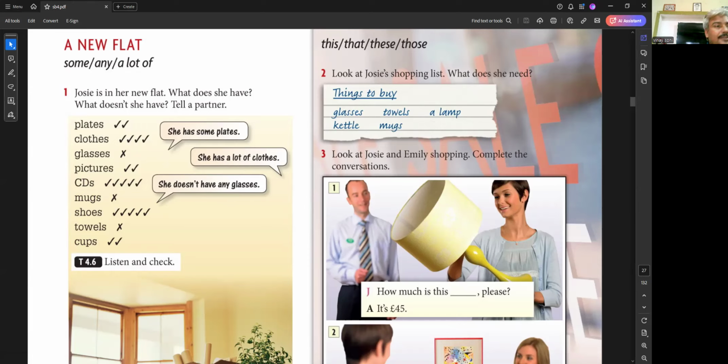Tape script 4.6. A new flat. 1, She has some plates. 2, She has a lot of clothes. 3, She doesn't have any glasses. 4, She has some pictures. 5, She has a lot of CDs. 6, She doesn't have any mugs. 7, She has a lot of shoes. 8, She doesn't have any towels. 9, She has some cups.